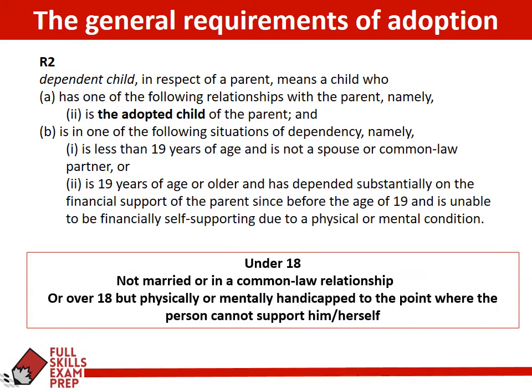But from this, we could start to put together a little chart here. And we can think of those general aspects, the general requirements, really, of a person being adopted in terms of immigration. So from Regulation 2, we can see that, of course, the person being adopted has to be 18 or under, not married or in a common law relationship. And if they're over 18, they would have to be physically or mentally handicapped, but to a certain point. That point would be where they cannot support themselves.